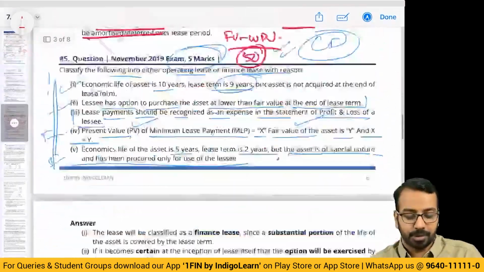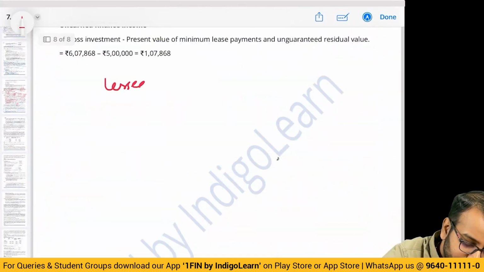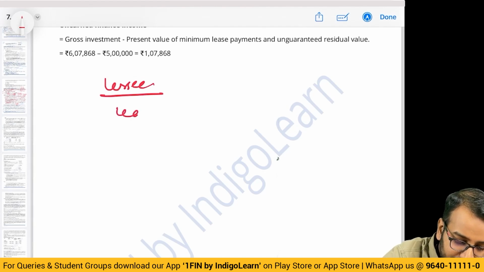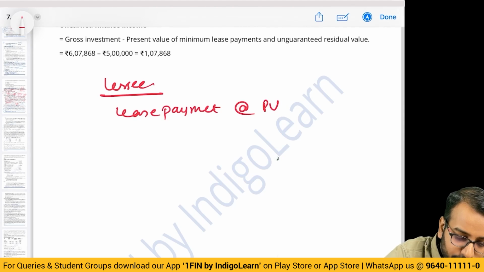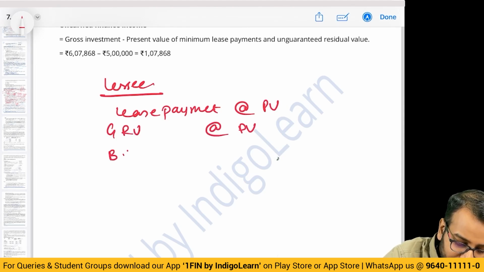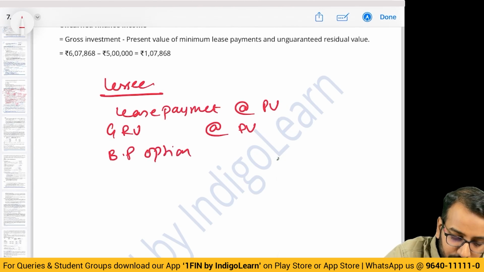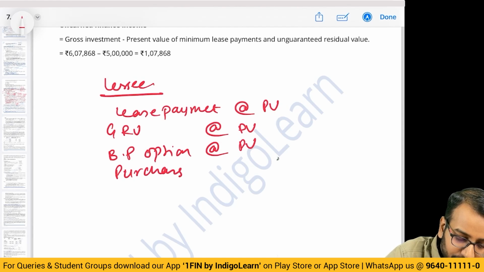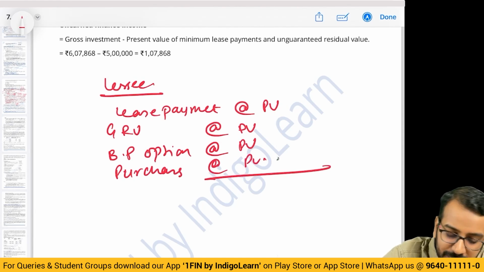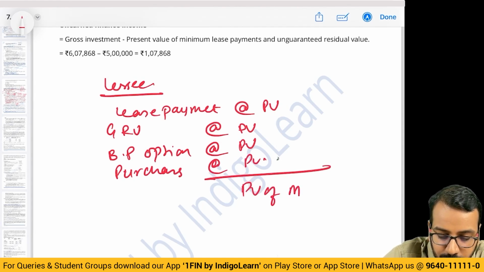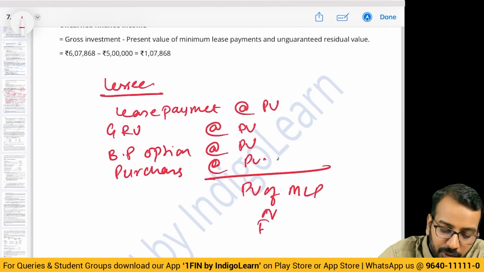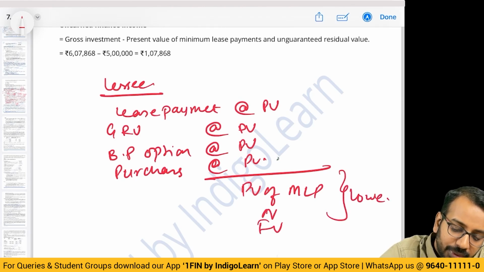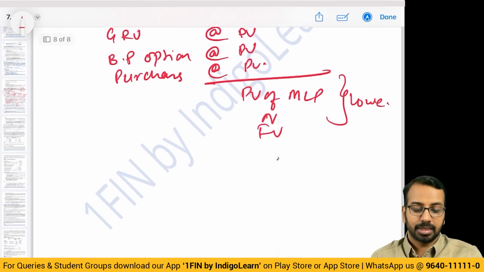So step by step, if we see, for the lessee, you will take lease payment, calculate present value. Then if there is any residual value guarantee, you will calculate the present value. If there is a bargain purchase option, you will take it at present value, or if there is a purchase agreement, you will calculate at present value. This is the present value of minimum lease payment, or fair value, whichever is lower, at this rate you will recognize, right?